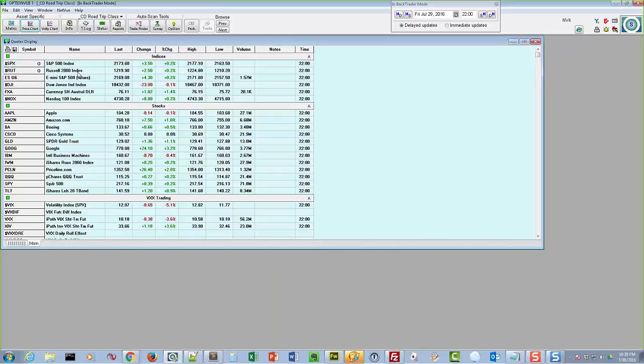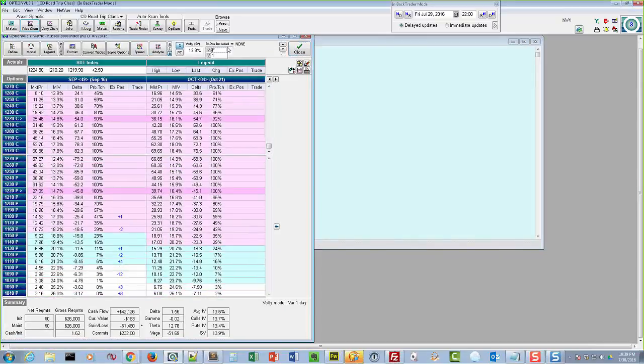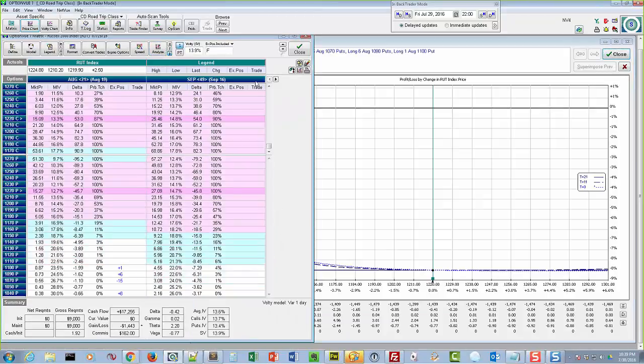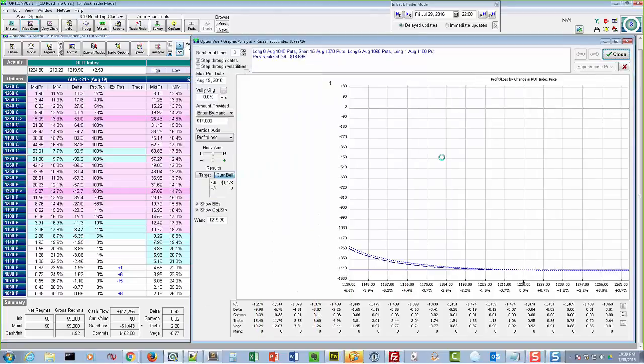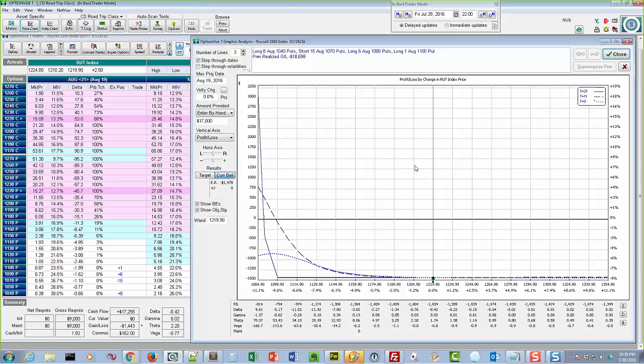All right. So let me pull up the 2 Russell trades we've got. And let's see. This is the probability. I already did that one. Probability touch. And again, this is one of those ones I have to zoom out a bit because we're so far away.